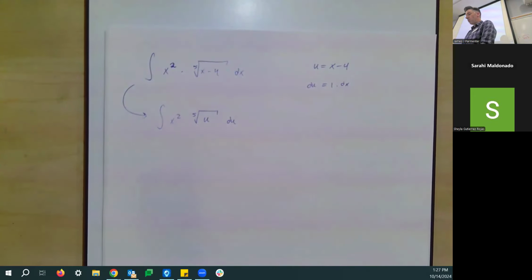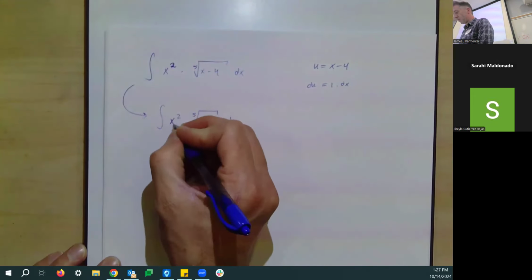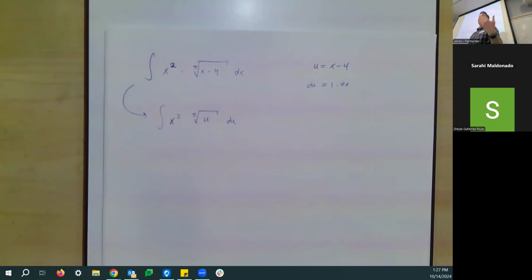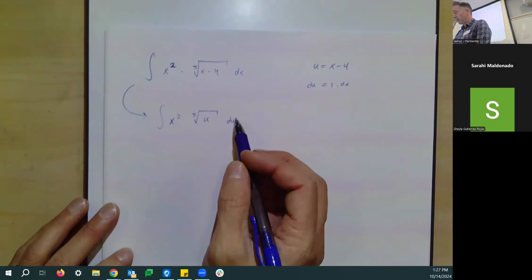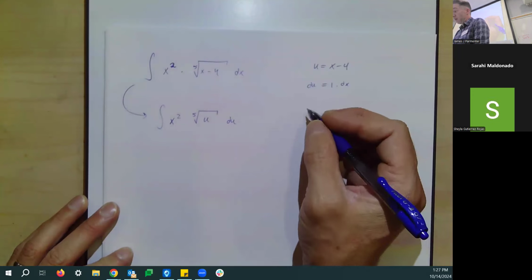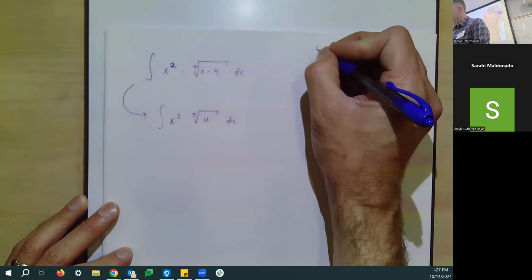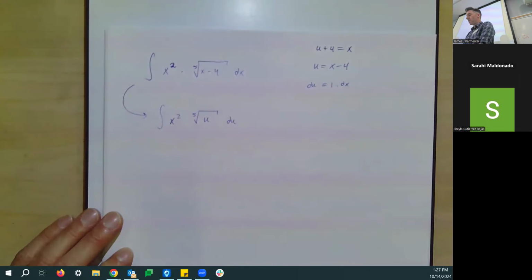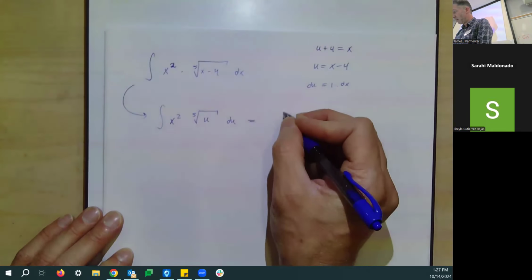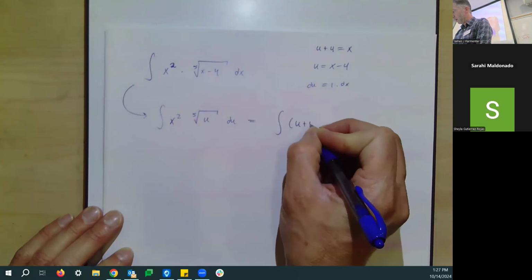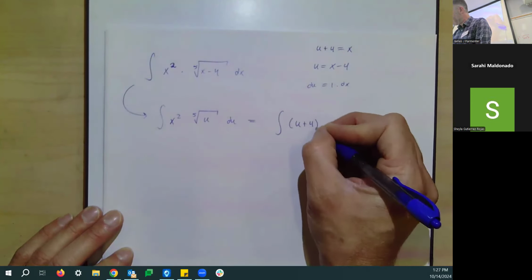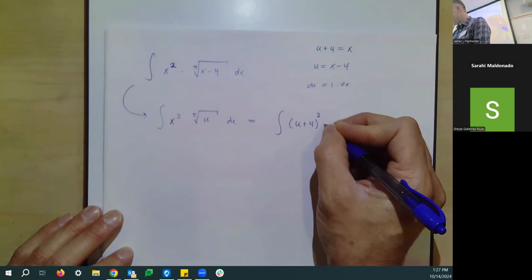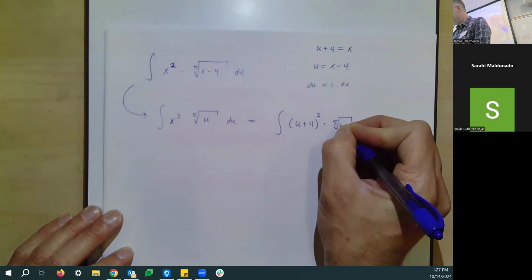Okay, so we've got this leftover x squared, and what we're going to do is what's called a back substitution. When you have a leftover x, but everything else is worked out okay, we take our choice for u and we solve for x. So I'm going to add 4 to both sides and say that x is equal to u plus 4. I'm going to rewrite this as the integral of u plus 4, I should have picked a different number, my u's and my 4's look too similar, squared times the 5th root of u.